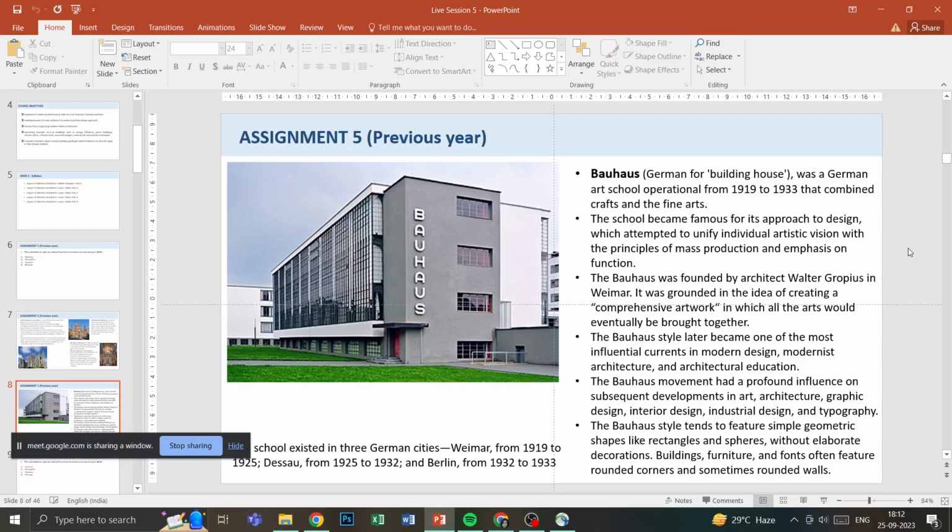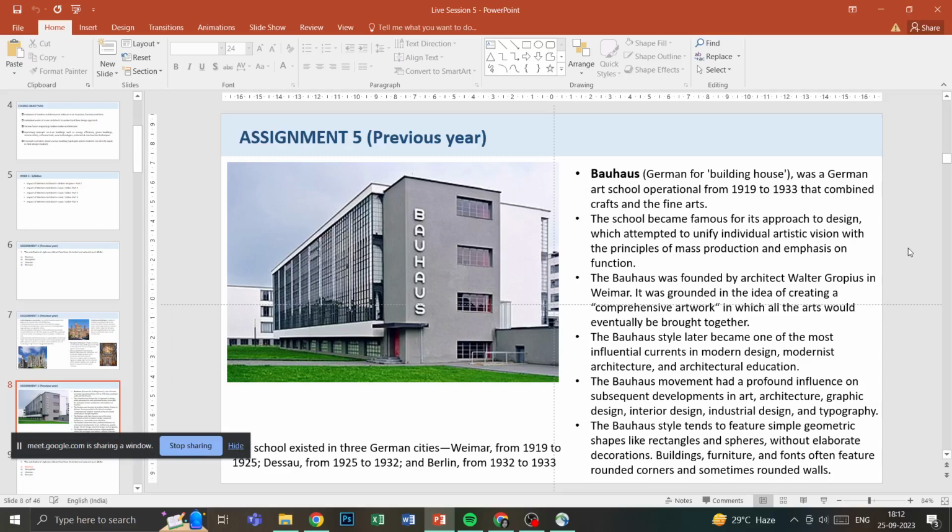It was grounded in the idea of creating a comprehensive artwork in which all the arts would eventually be brought together. So his idea was to bring all kinds of creative fields like art, craft, architecture, sculpting, everything together, and that is how he established this Bauhaus School of Architecture. The Bauhaus style later became one of the most influential currents in modern design, modernist architecture and architectural education.